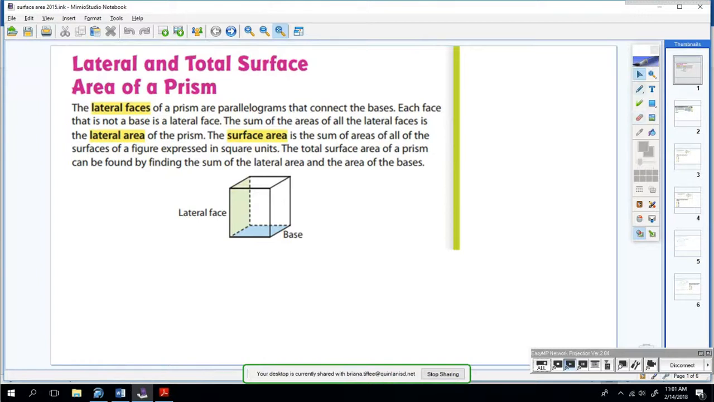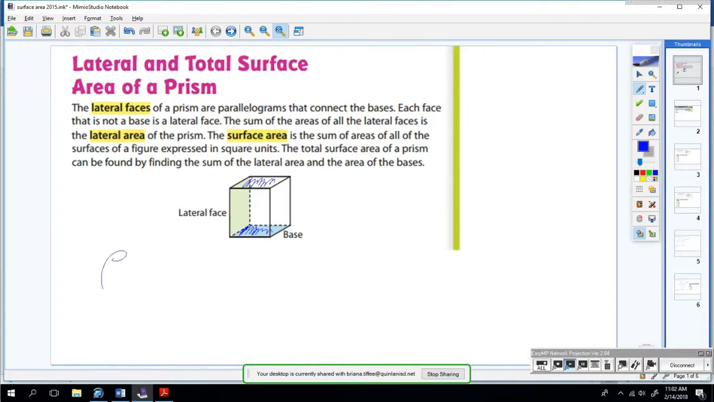So right here, the bottom and the top are bases, okay? And everything on the side, the four sides around the bases, are called lateral faces. So to find the lateral area of it, you're going to find the area of all four sides. Well, to find the total surface area, you're going to find the area of all six sides.